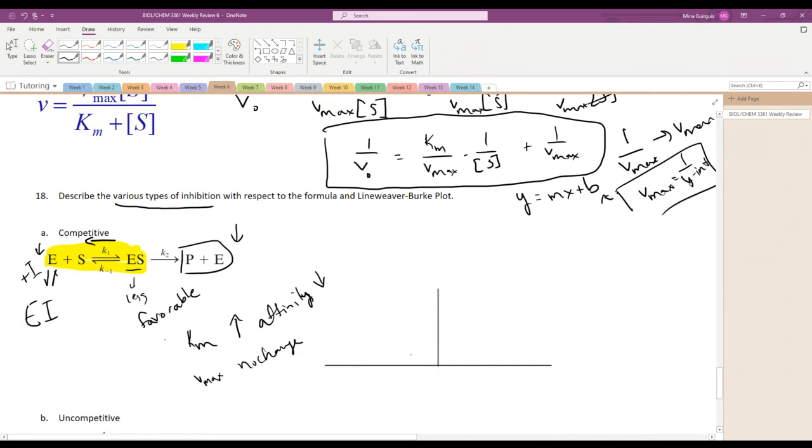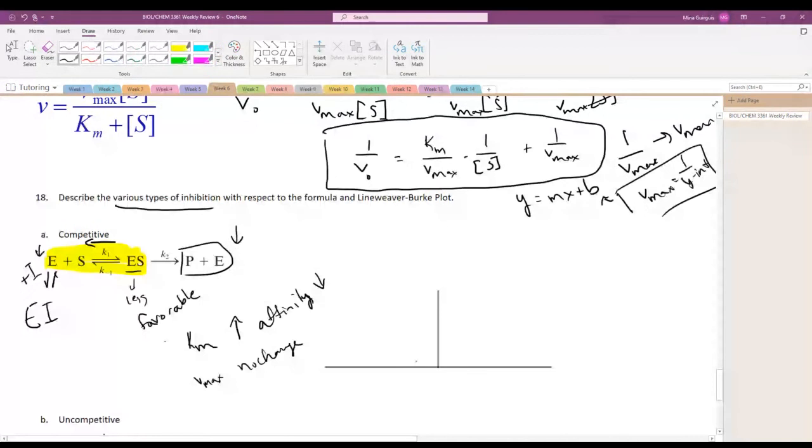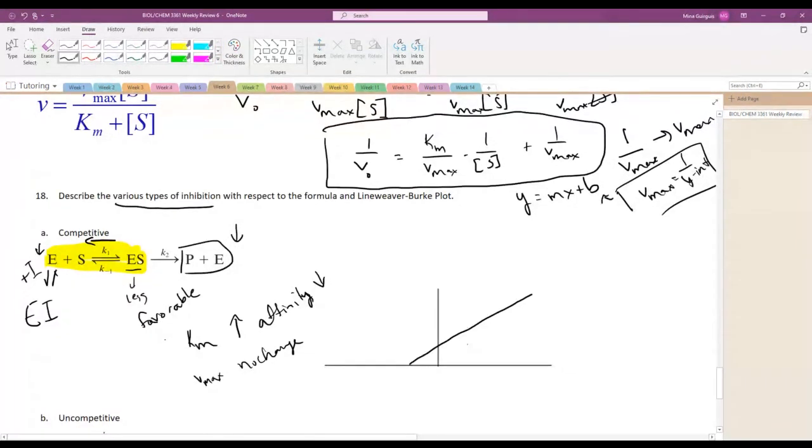So what I like to do is draw our Lineweaver-Burk plots. This would be, it's a really good line, I'm happy with that, okay. This is the regular non-inhibited kinetics. Now we're changing Km and not changing Vmax. So let's think about how that affects things based on what we talked about up here.